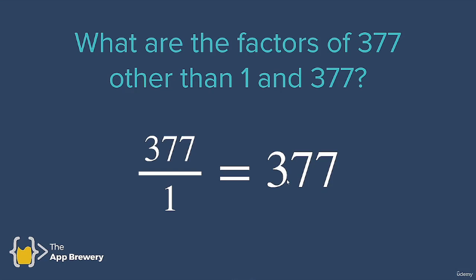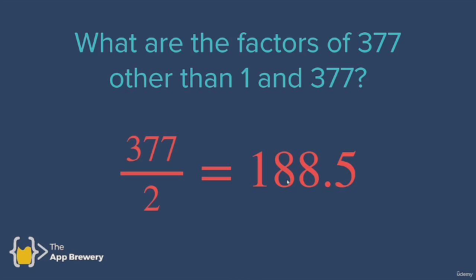Well, here's a question. Let me ask you, what are the factors of 377 other than 1 and 377? So basically I'm saying 377 is not a prime number. Not only can you divide 377 by 1 and 377, but there's also two other numbers that you can divide it by. Now it's your job to figure out what those numbers are. So what might you do? Well, you might divide it by 2. Okay, so that becomes 188.5. That's not a whole number, so 2 is not a factor. What if you divide it by 3? Well, that becomes 113.3 recurring, which is also not a whole number, so 3 is not a factor either.